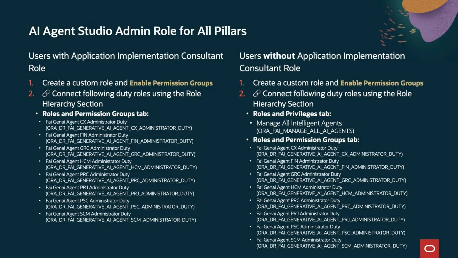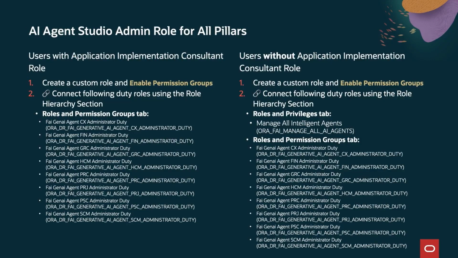I'll cover the easier one first, which is the application implementation consultant role. If you have this role, you're going to again enable the permission groups in the custom role. And there are a bunch of duty roles that you need to assign. This is a good listing to see what is a pillar-specific duty role that Oracle is shipping out of the box. For HCM, we said this was the Gen AI HCM administrator duty. For procurement, it says Gen AI procurement administrator duty, Gen AI supply chain administrator duty, Gen AI CX, fill in the blank. So you can include all those duty roles and you can make an admin.